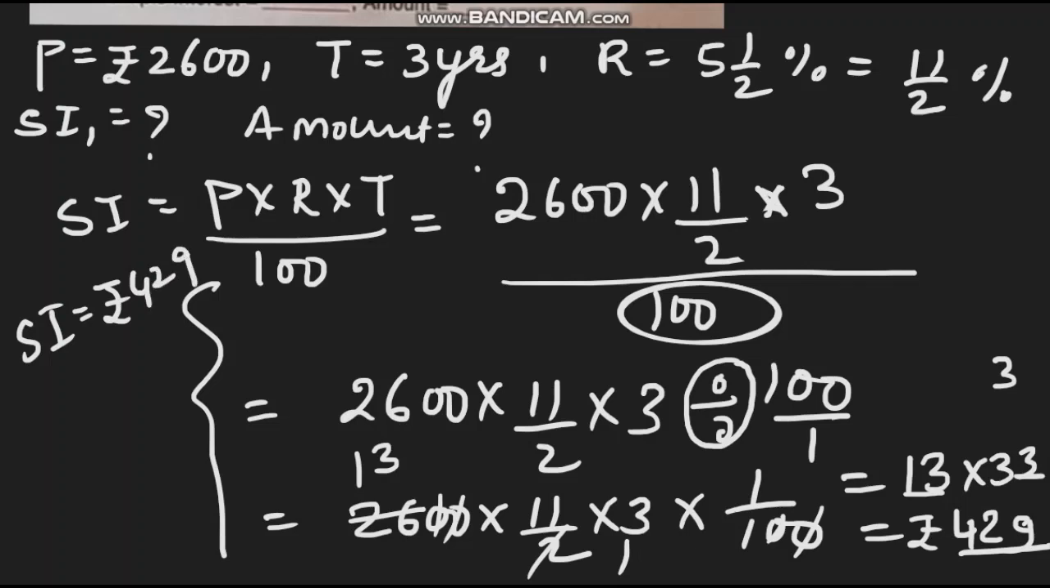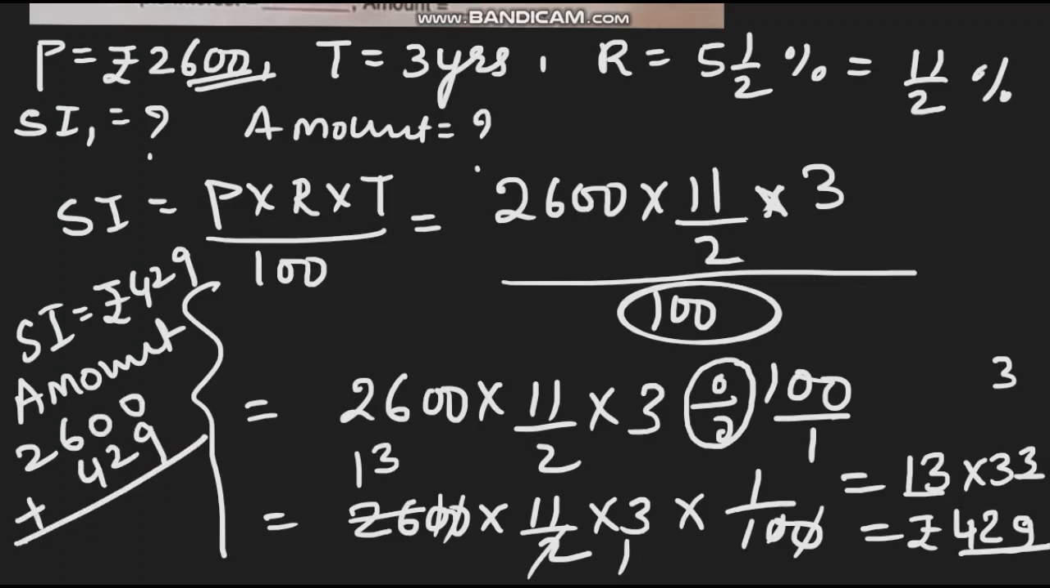How will you calculate the amount? Amount is nothing but the sum of principal amount and the simple interest. So your amount will be equal to 2600 plus 429. So see how much you are getting. 9, 2, 6 and 4, 0, 10. 6 plus 4 is 10. So 0, 1 carry, so 3. So you are getting rupees 3029 as amount.